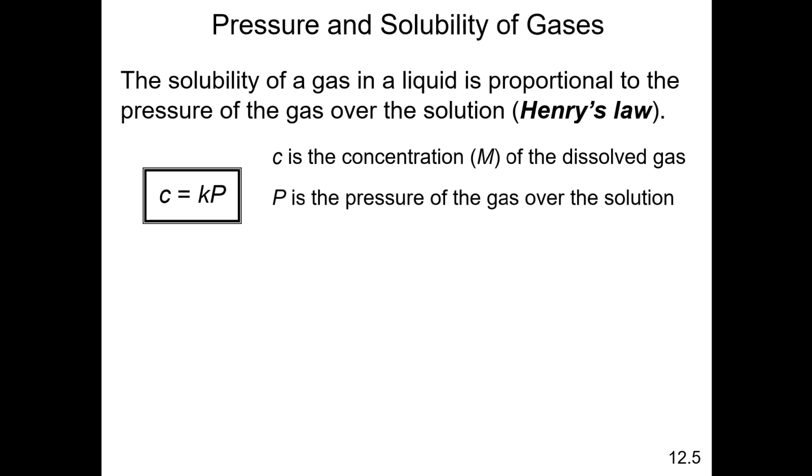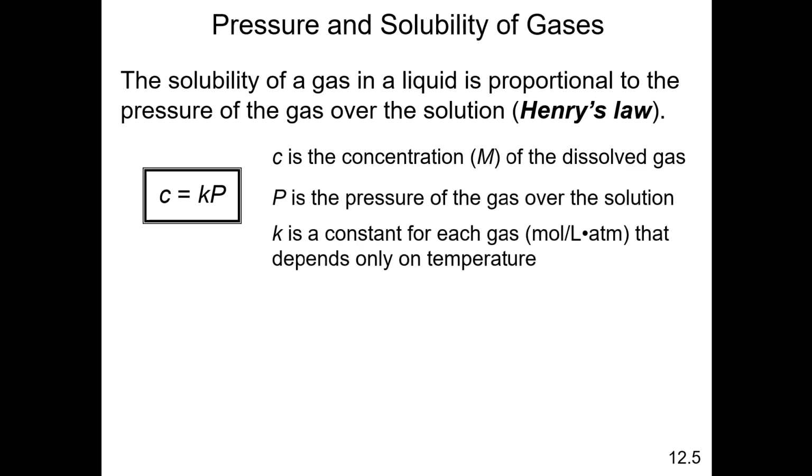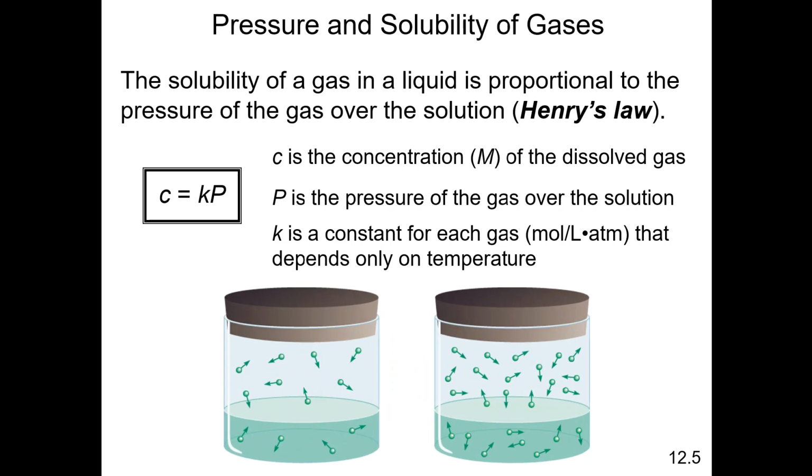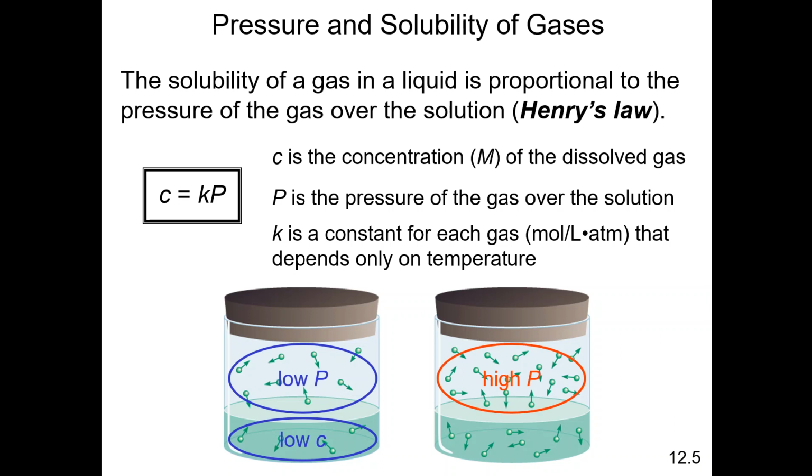k, of course, is a constant of proportionality, and that value is constant as long as the temperature is constant. If the temperature changes, then the k value will change. This is what is being demonstrated in this diagram. When the pressure of the gas above the surface of the liquid is low, the concentration of the gas in the liquid will be low. But if you increase the pressure of the gas above the liquid, then the concentration of the gas in the liquid will increase. That's what Henry's law is all about.